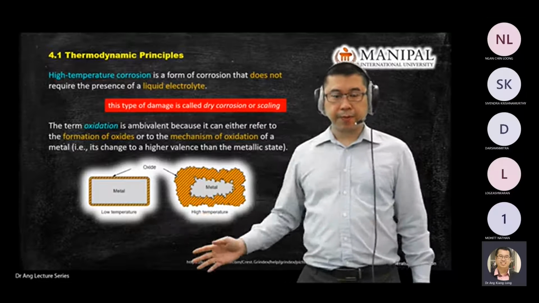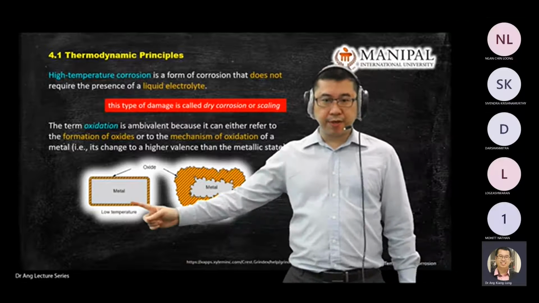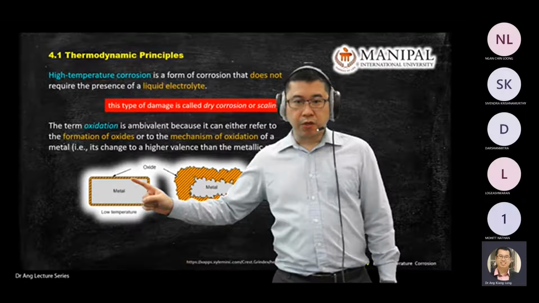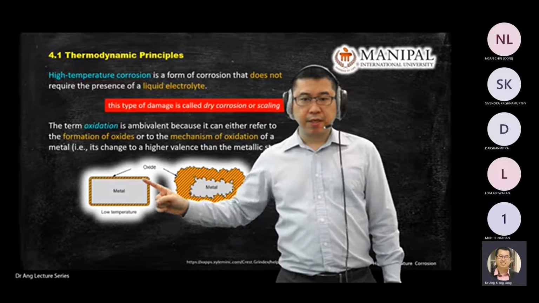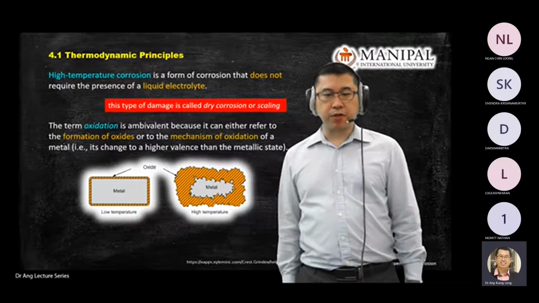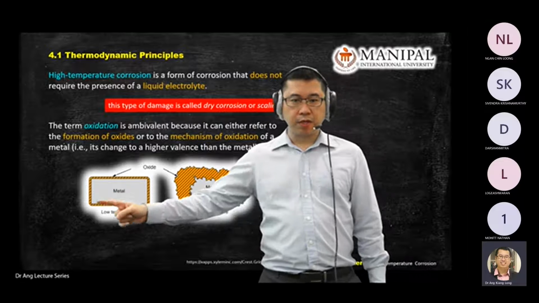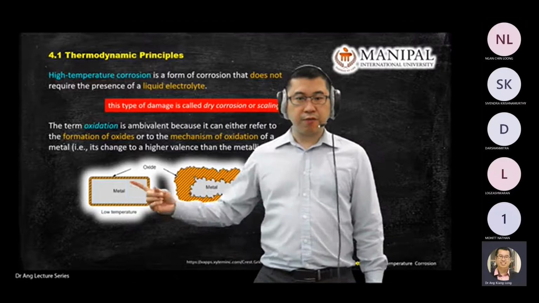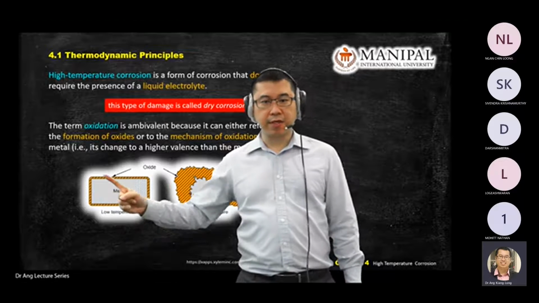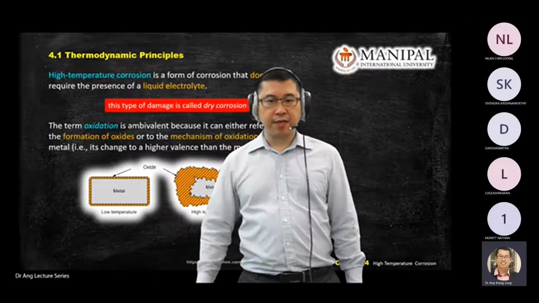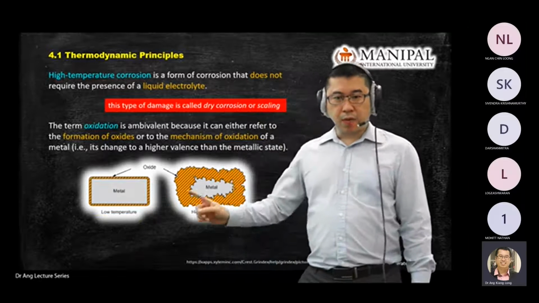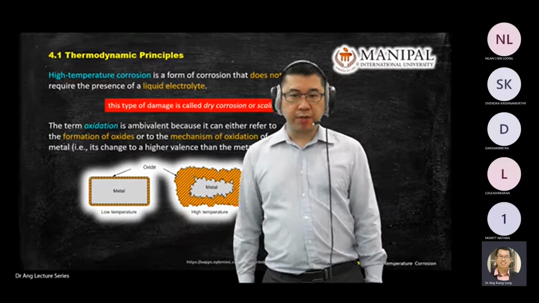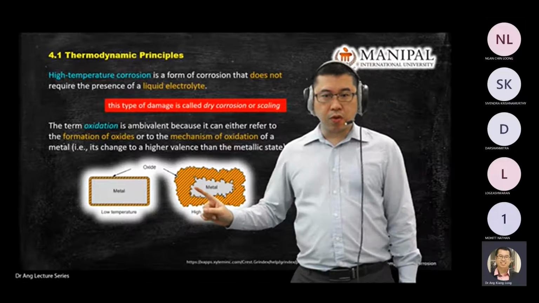For example, if you look at this diagram, on the left is a normal metal. Let's say you have a block of metal like this, and then a layer of oxide that forms under low temperature. If you put a raw metal under a dry condition, it will still form a thin protective layer of oxide outside the metal. But what happens if you increase the temperature? The oxide will go inside.